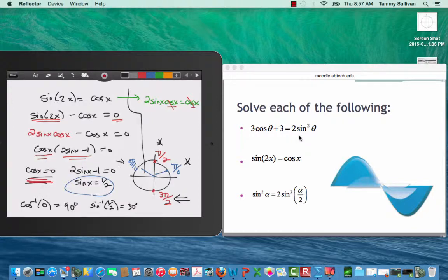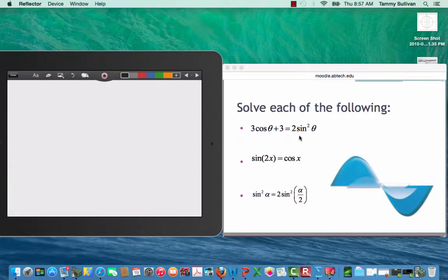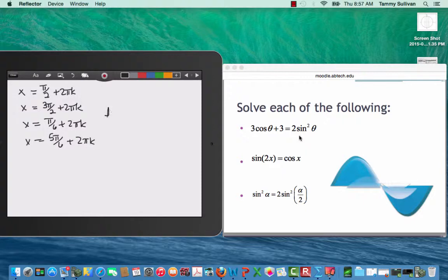So now that I take those 4 answers, they want all solutions, so I have to add. So x will equal pi over 2 plus 2 pi k. X will equal 3 pi over 2 plus 2 pi k. X will equal pi over 6 plus 2 pi k. X will equal 5 pi over 6 plus 2 pi k, where k is an integer.